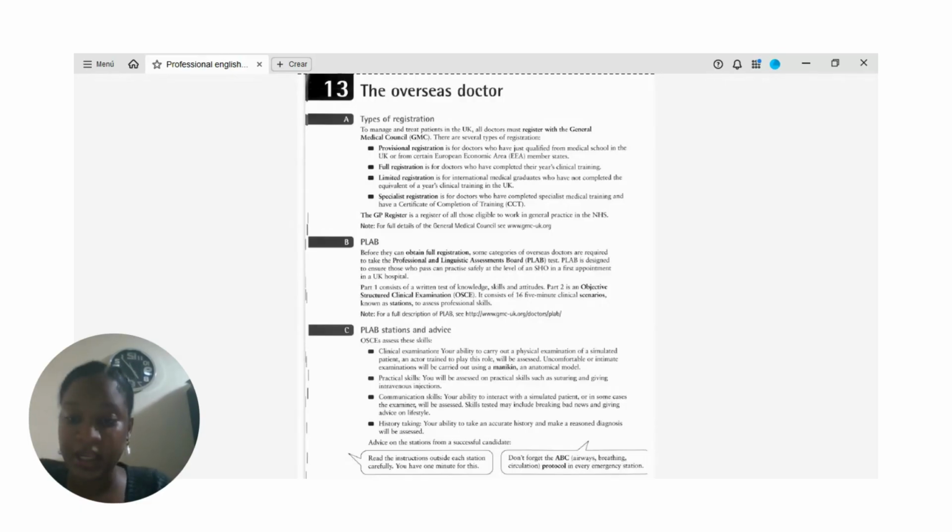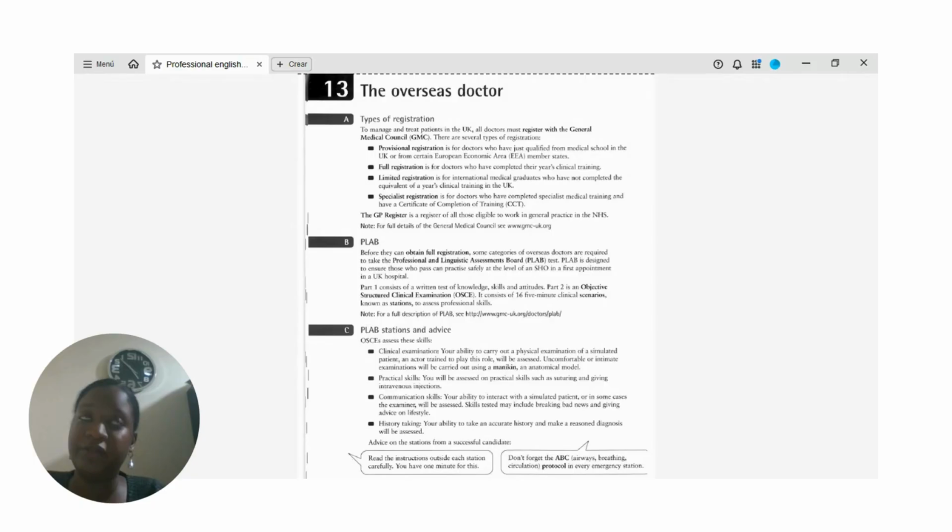Chapter 13. The overseas doctor. A. Types of registration. To manage and treat patients in the UK, all doctors must register with the General Medical Council (GMC). There are several types of registration. One, the provisional registration is for doctors who have just qualified from medical school in the UK or from certain European Economic Area member states.